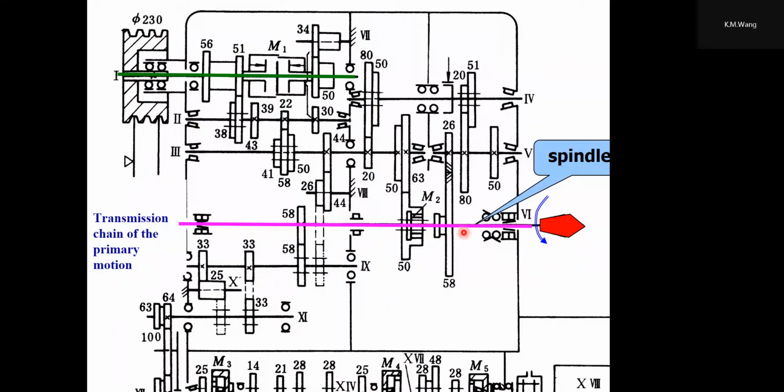And then when the motion of shaft 1 is transmitted, this determines the rotation of the spindle. This is through the M1. The power will transmit to shaft 2, and then transfer to shaft 3. The power will transmit, and then to spindle 4.